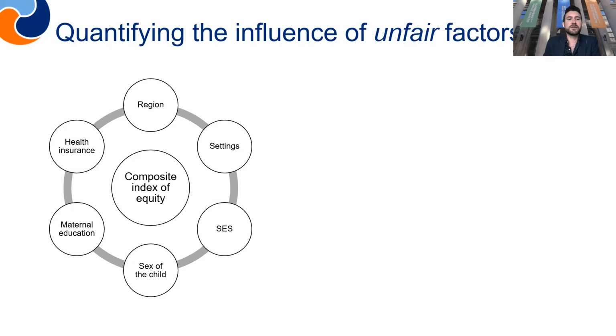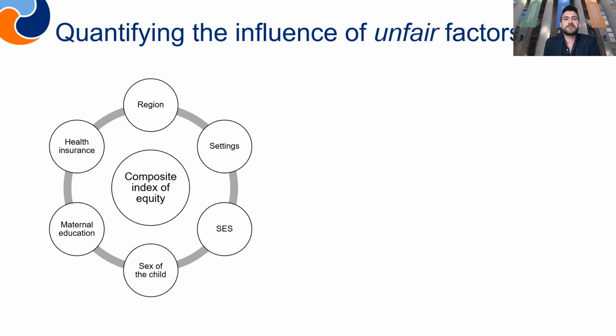And these things include whether or not they're covered in health insurance, the region where they were born, settings that they live in, so whether or not they're in an urban or rural and peri-urban setting, socioeconomic status of the household that they're born into, the sex of the child, and maternal education level. So these are the things that we look at in the base case.